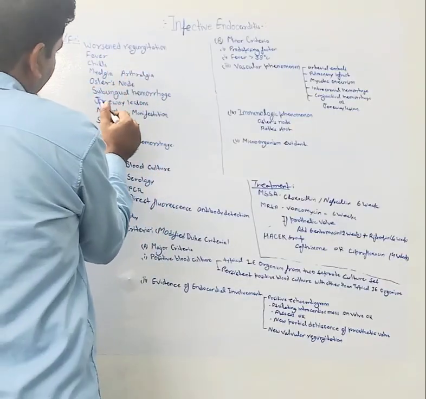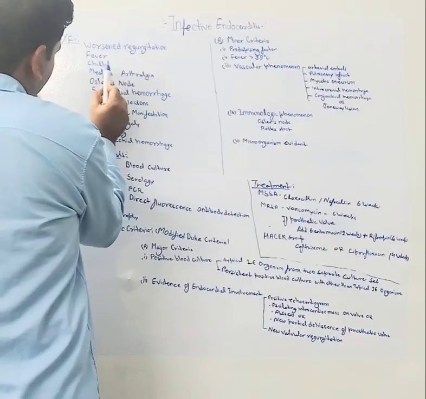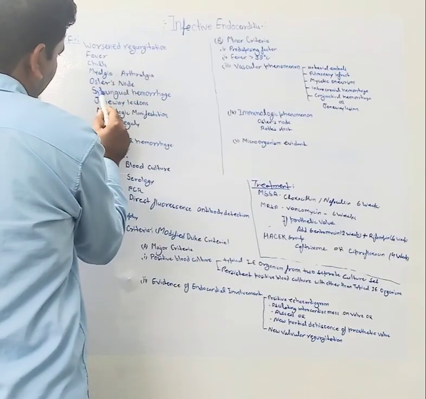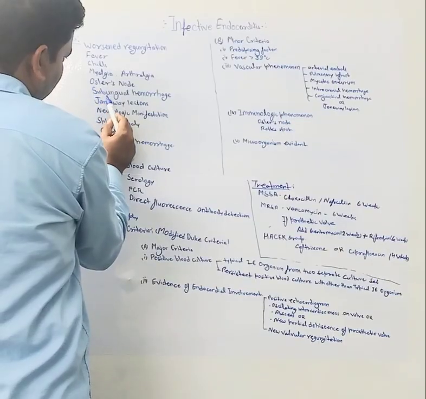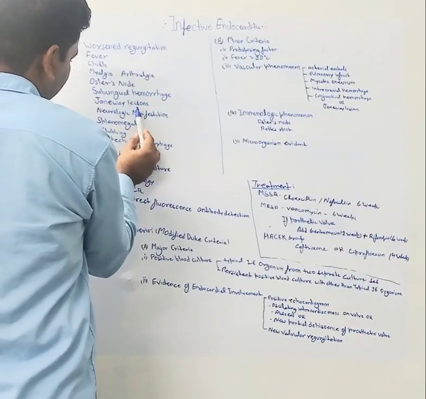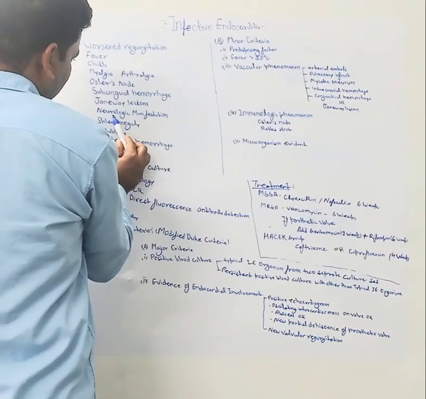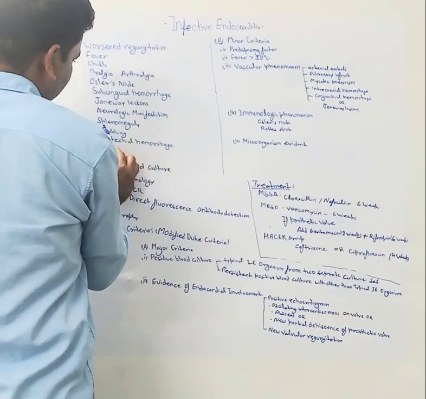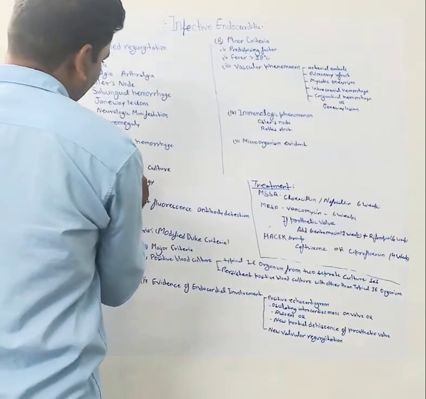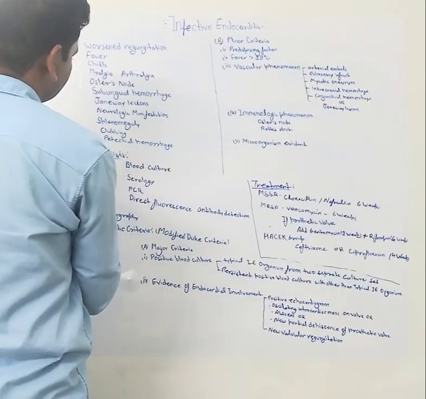Other non-specific clinical features are fever, chill, myalgia and arthralgia, Osler node and subungual hemorrhage, Janeway lesion, neurologic manifestation, splenomegaly and clubbing, petechial hemorrhage.